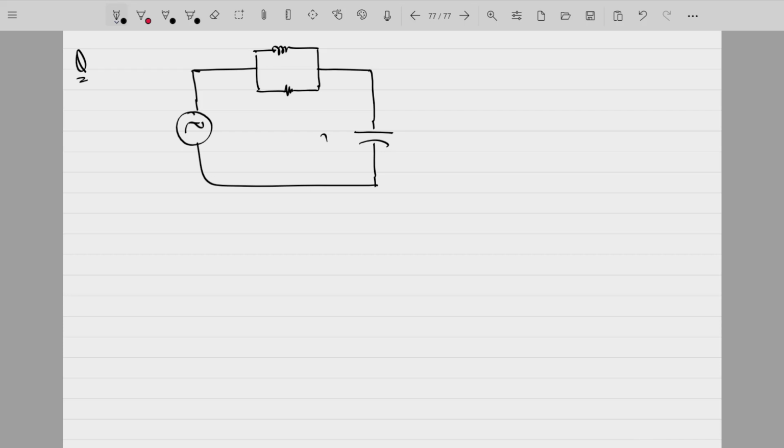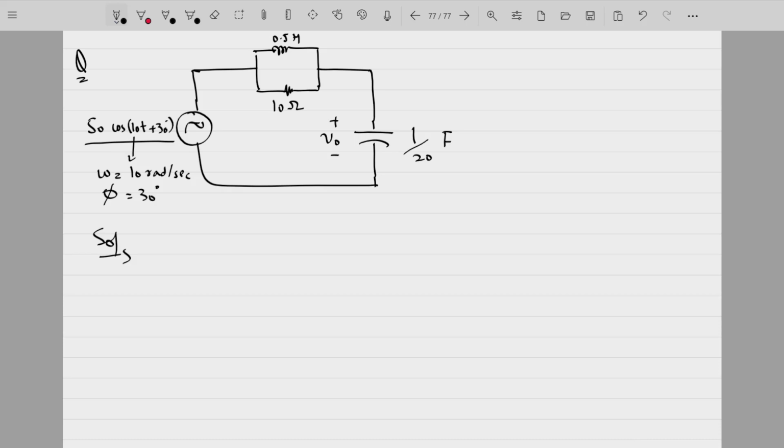We have to find out V naught across this capacitor। ये जो कैपेसिटर, इसका वैल्यू 1/20 फेरेड है, ये 0.5 हेनरी है, this is 10 ohms here, this voltage is 50 cos 10t plus 30। ठीक है, that means from here you can directly say omega is 10, phi is 30 degrees, omega is 10 radians per second। So you have to find out V naught.